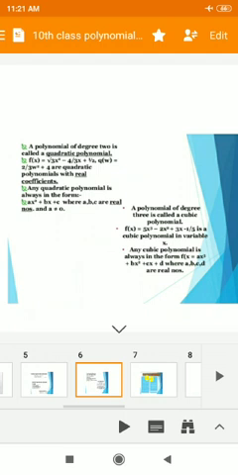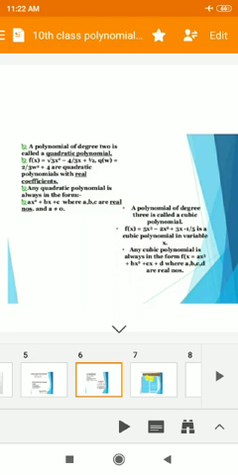The next one, a polynomial of degree 2 is called a quadratic polynomial. Example, f of x is equal to root 3x square minus 4 by 3x plus 1 by 2. This is a quadratic polynomial. The next definition, any quadratic polynomial is always in the form ax square plus bx plus c where a, b, c are real numbers and a is not equal to 0. Children, here if a is equal to 0, it will become a linear polynomial.